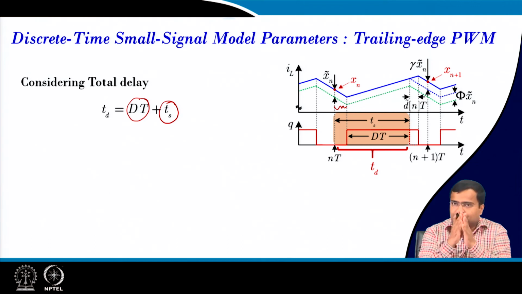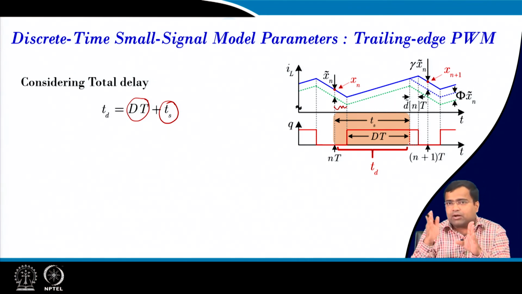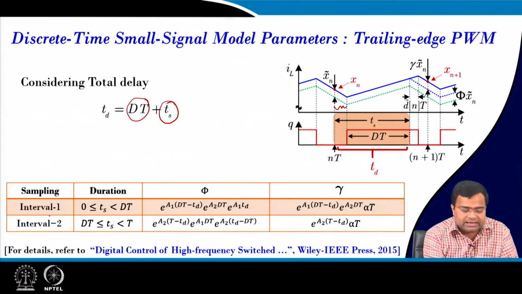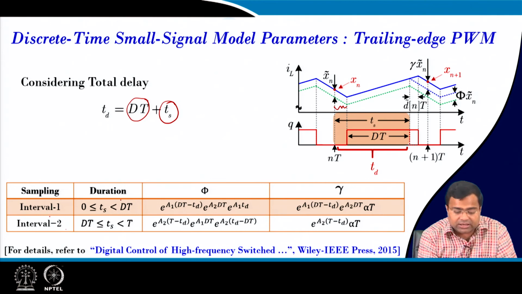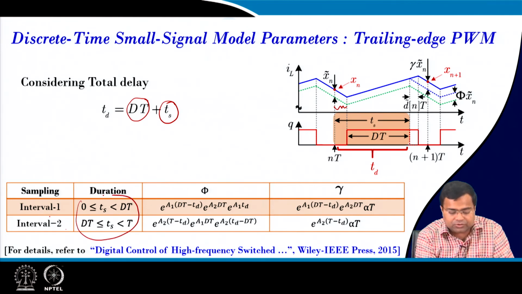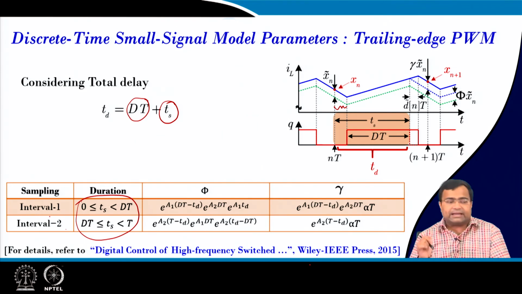Why? Because we will compare the analog PWM and the digital PWM. So digital PWM, if you just sample in, it will hold for the whole cycle. That means throughout from the starting to the switching time, the signal is not allowed to change. That is why it is introducing a delay of dt. So if you consider this total delay, then you can get the phi and gamma for interval 1 and interval 2 sampling, and whether the sampling delay is greater than dt or less than dt, based on that you will come up with two different forms, and what will be phi and gamma, they are presented in this book, you can get detail.